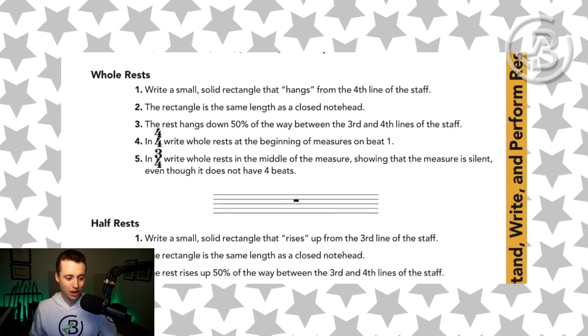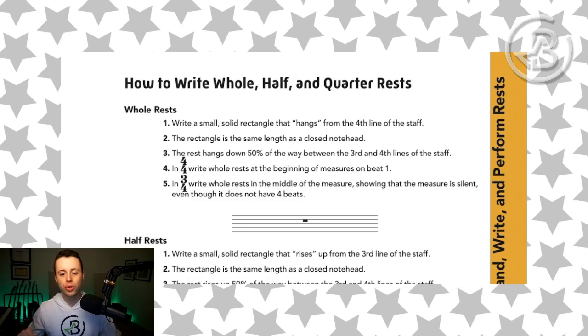Now, remember we talked about in the last lesson that a whole rest can be used in any time signature to show an entire measure of silence. Well, sure enough, we can also do that in 3/4. Even though you're only supposed to have 3 beats worth of content in a measure of 3/4, you can have the whole rest in there to show that it's taking up the entire 3 beats of silence. That's just one of those weird music theory rules.